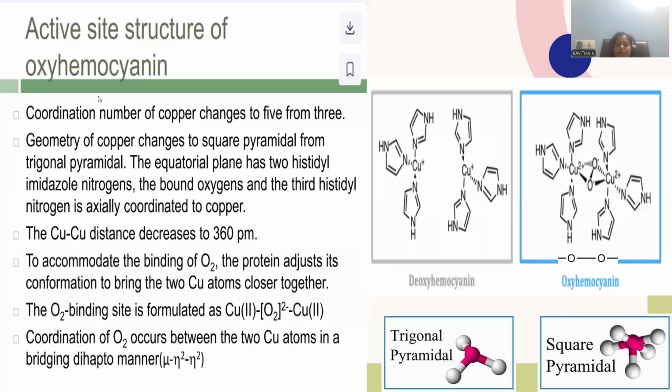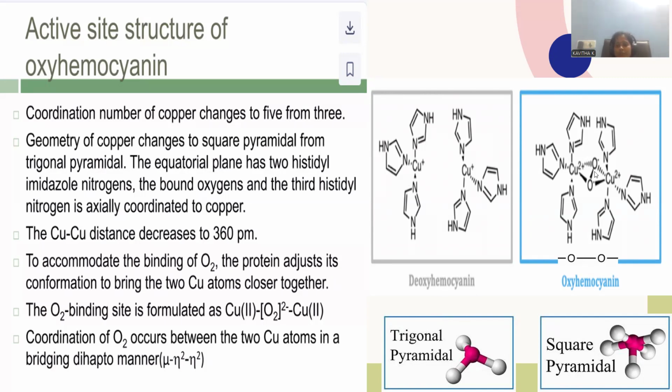Active site structure of the oxyhemocyanin. How is the oxyhemocyanin represented? It is a geometrical representation, trigonal pyramidal. Trigonal pyramidal: each copper is accompanied by 3 histidine units in its vicinity, and the second complex as well. Each copper complex is pyramidal in nature, with 3 bonds and a lone pair of electrons, so it is a distorted trigonal pyramidal geometry in the deoxyhemocyanin.